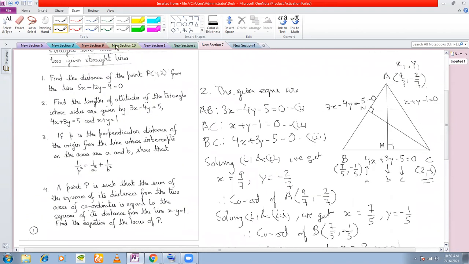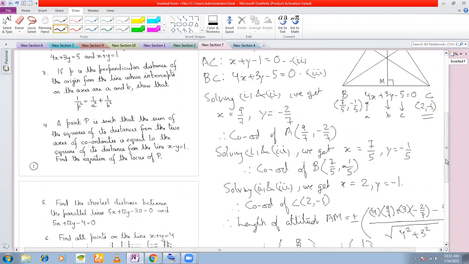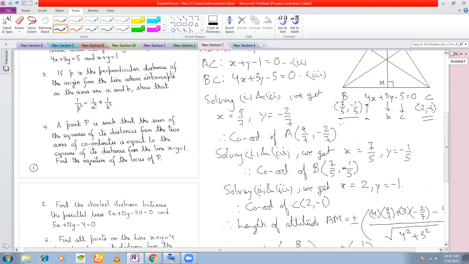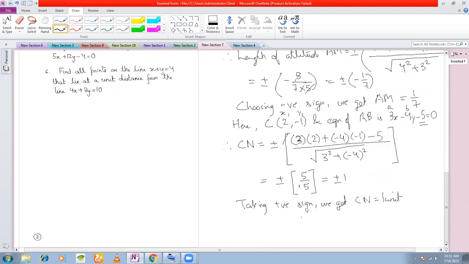And the third altitude is, let's draw an altitude from B to here. Let's call this point P. Okay, so write down the coordinates of B. Coordinates of B is 7 by 5 and minus 1 by 5.